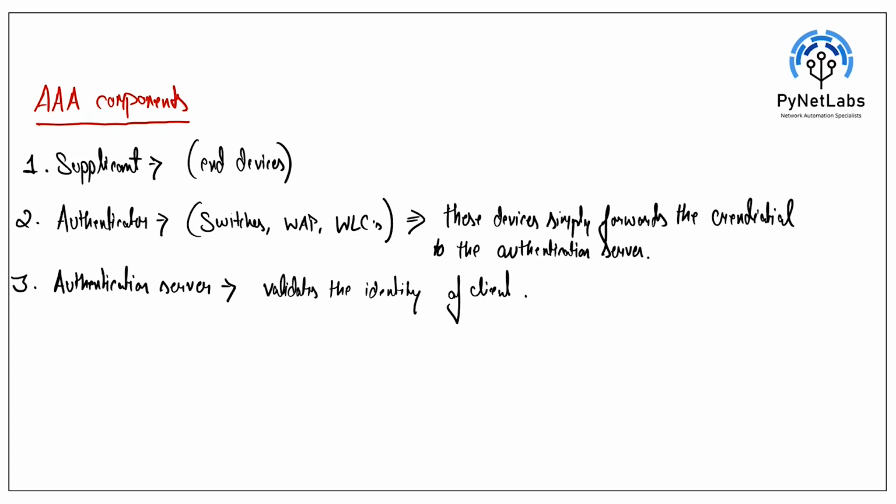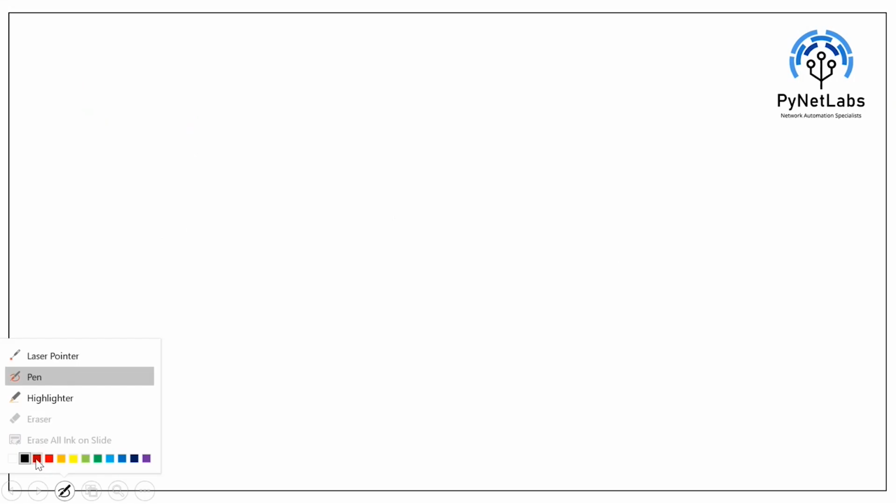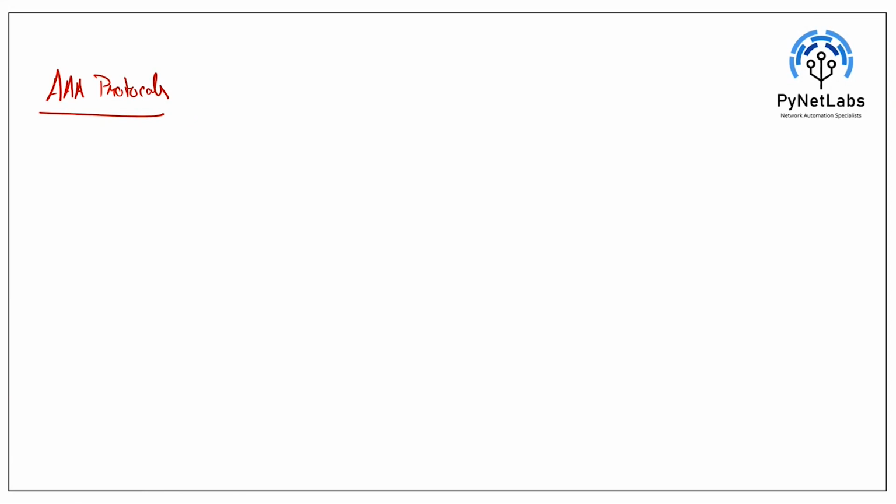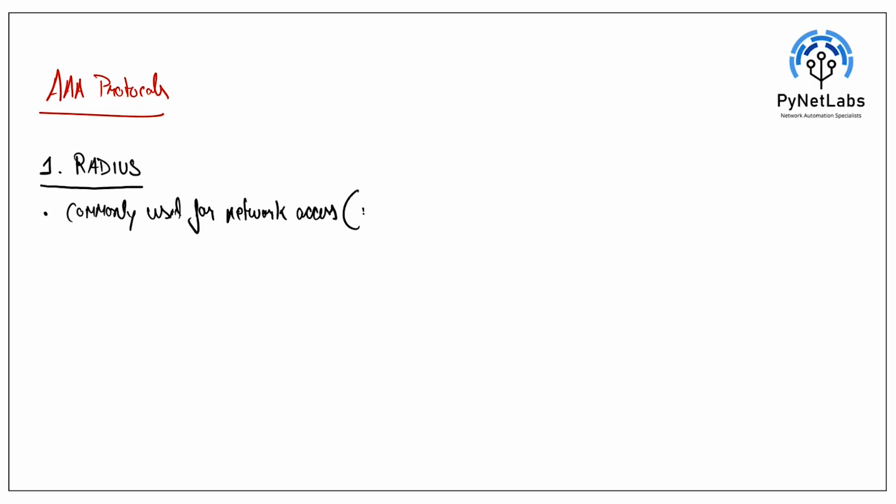Then coming to the AAA protocols, guys. We have two types of AAA protocols, which we will usually see in production environments. The first one, which you have usually heard of, is the RADIUS server. When it comes to RADIUS, guys, let's have some points about it. It is commonly used for network access, either a wired network or a wireless network.